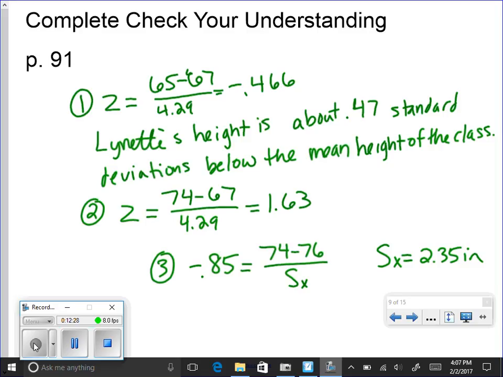For number 2, we calculated Brent's z-score as 1.63. Therefore, Brent's height is about 1.63 standard deviations above the mean height of the class. And then the last one, it actually gave you the z-score and asked you to calculate standard deviation. So you would just plug in what you know and solve for what you don't. So you can see how I set it up there. And when we solve for standard deviation, we get 2.35 inches.